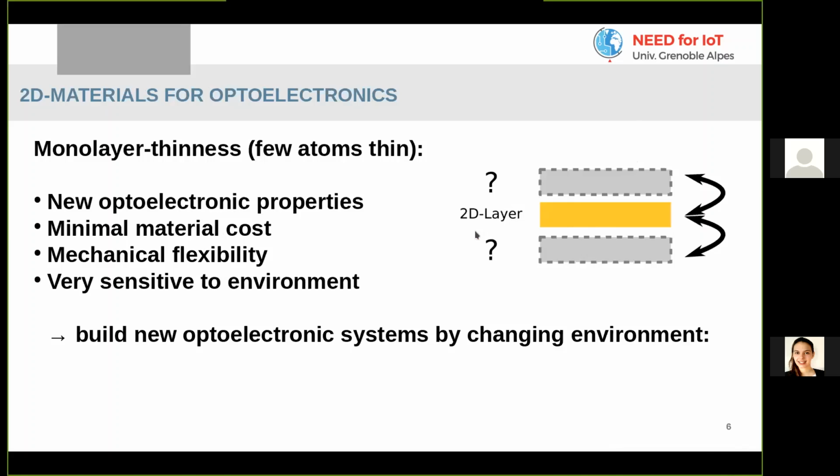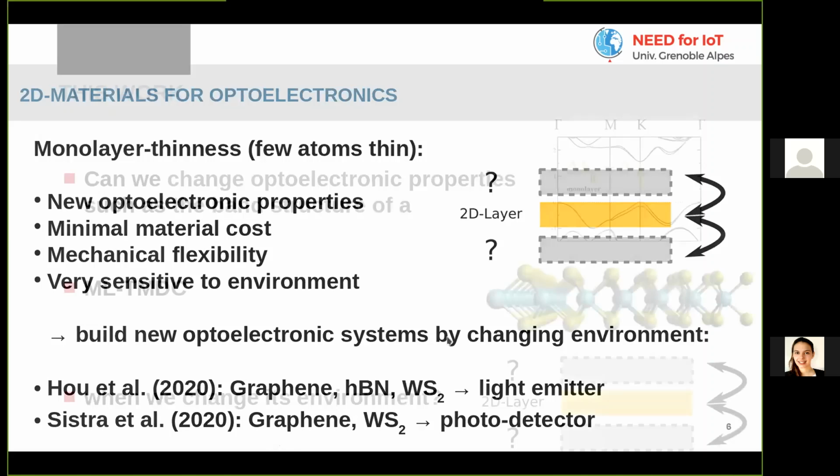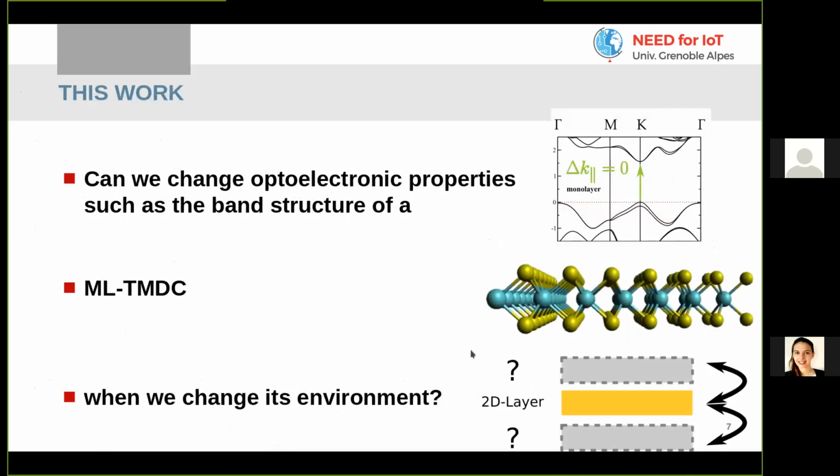One way they have done that is by combining, for instance, the group of Hu and others have combined graphene, hBN, and WS2 to build a light emitter, whereas Sistra and others have combined graphene and WS2 to build a photodetector. So first prototypes are being done as of this year. So we asked ourselves the question, okay, can we change the optoelectronic properties, in particular such as the band structure here of a monolayer TMDC, when we change its environment?